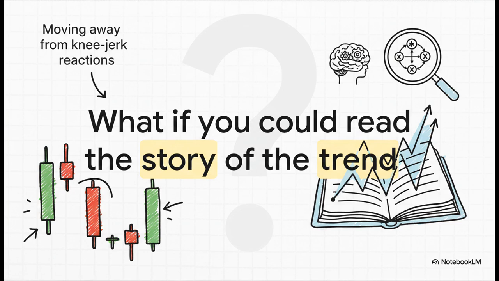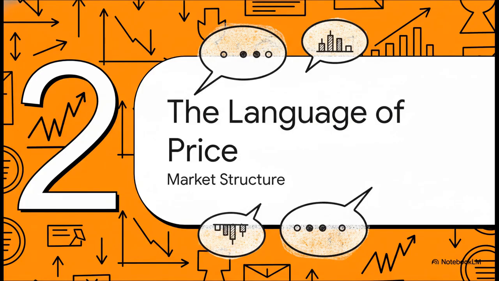What if you could stop just reacting to every candle that pops up and instead actually understand the story the market is trying to tell you? It's about getting the why behind all the movement. The easiest way to wrap your head around this is to think of the market as speaking its own language. And that language is called market structure. It's not some fancy, complicated tool you have to buy. No, it's the very grammar of price itself. And once you learn it, the charts finally start to make sense.